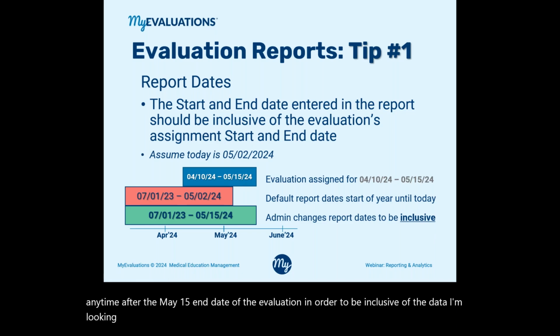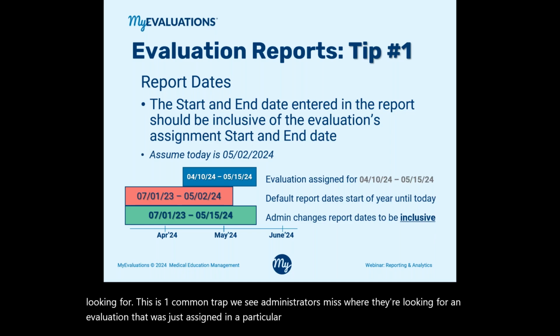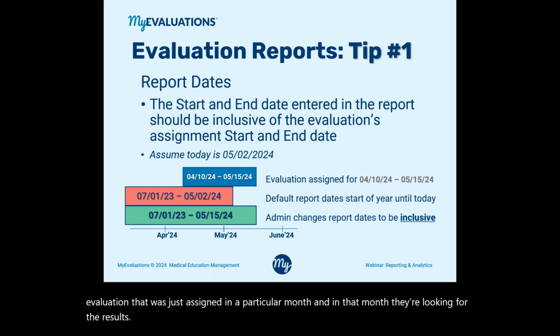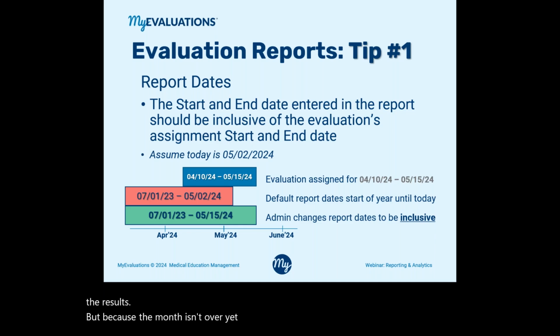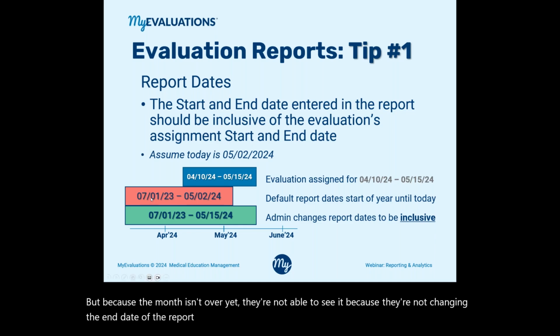This is one common trap we see administrators miss, where they're looking for an evaluation that was just assigned in a particular month, and in that month they're looking for the results, but because the month isn't over yet, they're not able to see it because they're not changing the end date of the report. So that's one important point to keep in mind. Always use an inclusive date range when generating a report.